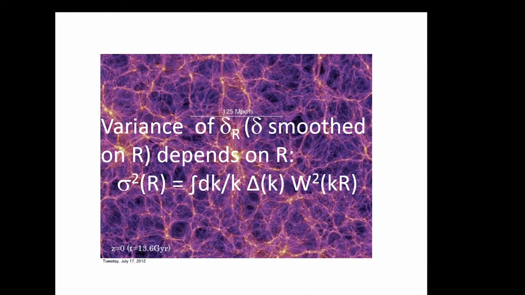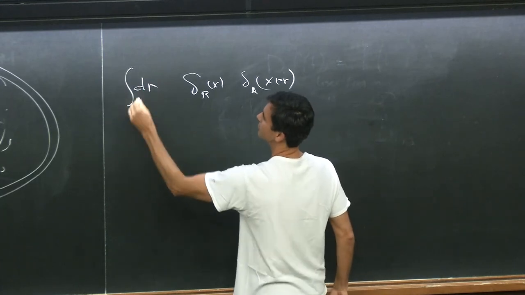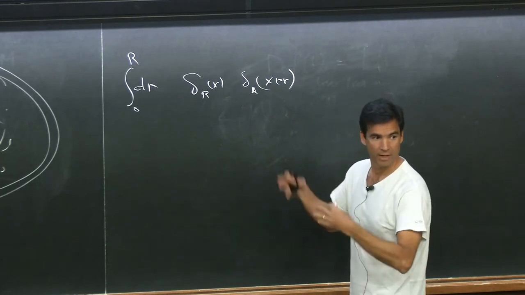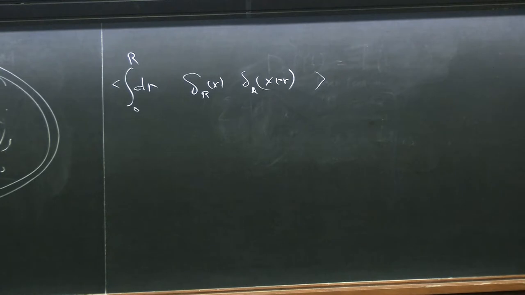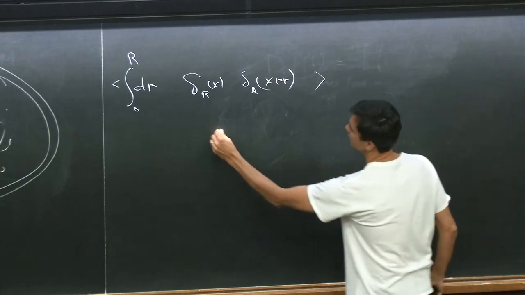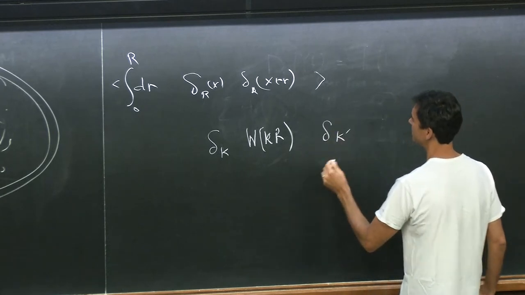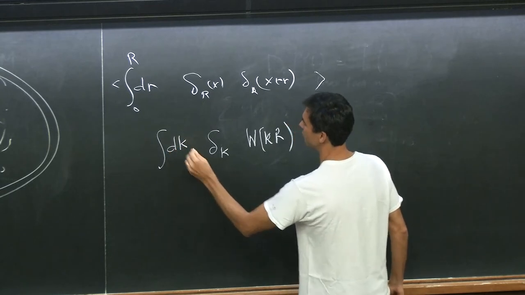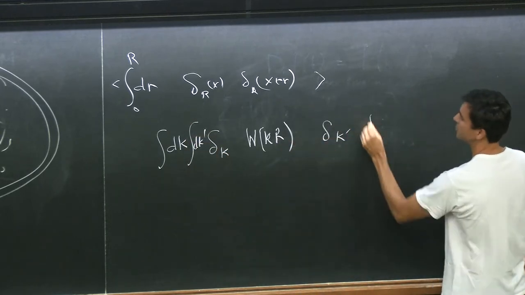The variance boils down to asking about delta on one scale, delta at another position. Now you want to do the integral over volume of this, over all space, taking some kind of average. That's a pretty messy thing to do in real space. In Fourier space, you're just working with the k-modes. If you're smoothing, each k-mode gets a window function. So I will have the two k-modes, k and k prime, and I want to integrate over all k and k prime. I should smooth.